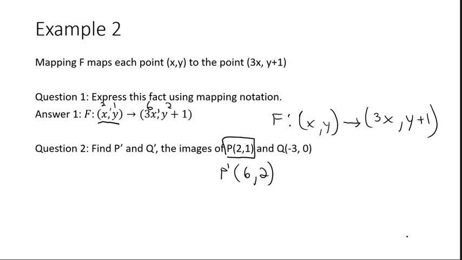And then Q prime, we do the same thing. So we plug in this point, negative 3, 0, in place of x and y. So we have negative 3, 0 is what we're plugging in. It's kind of a messy negative 3. But you plug negative 3 in for x, so you get 3 times negative 3, which is negative 9. And then you plug a 0 in for y to get 0 plus 1, which is 1. So Q prime would be the point negative 9, comma 1. So that's how you find the image of points P and Q.